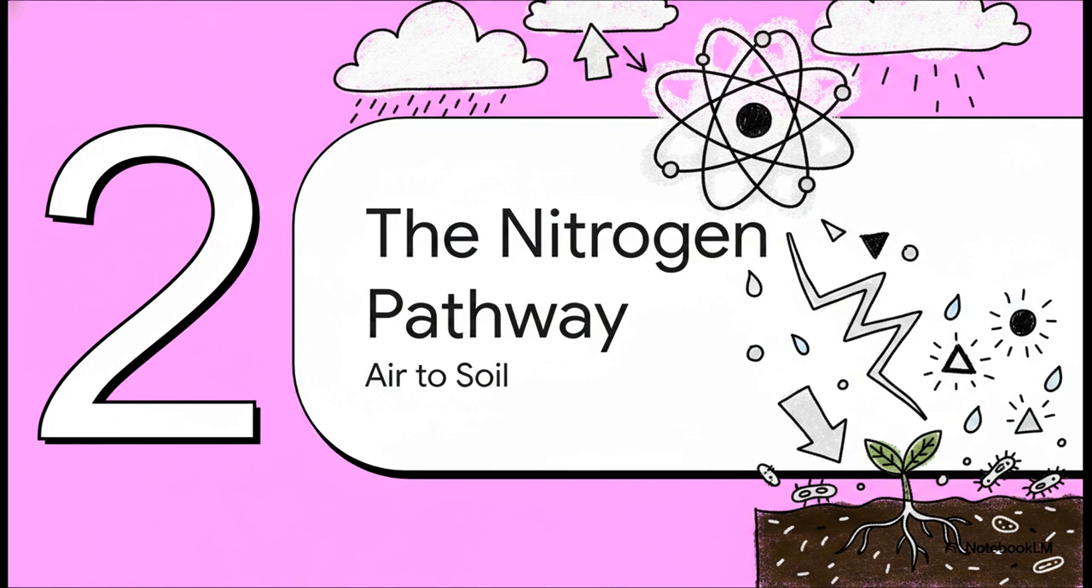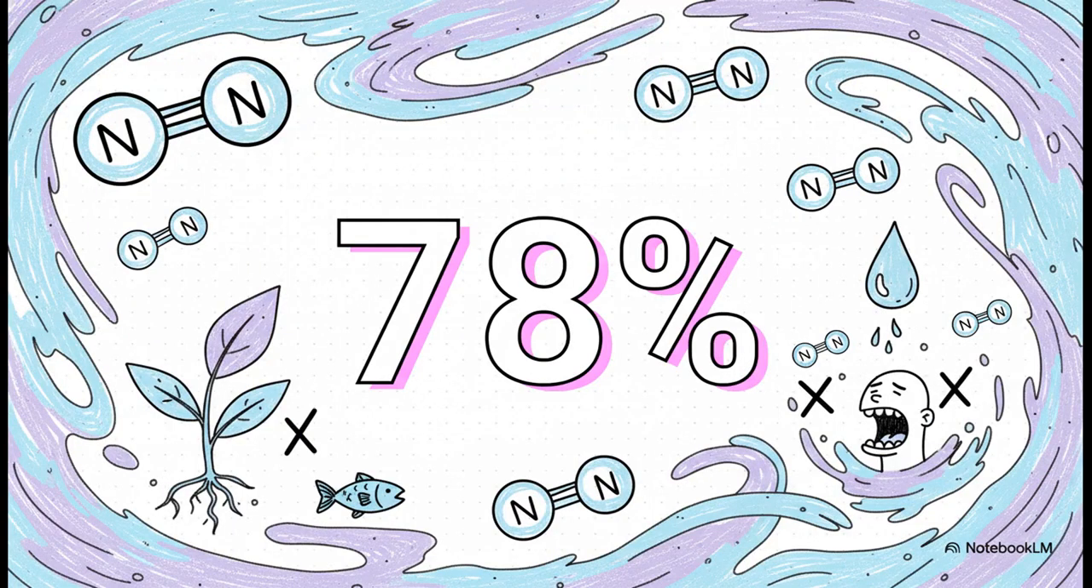Okay, moving on to part 2, the nitrogen pathway, air to soil. Let's see how atmospheric nitrogen actually makes its journey into the food web. Here's a surprising fact for you. Nitrogen gas actually makes up roughly 78% of the air we breathe. Literally, we are swimming in it right now.